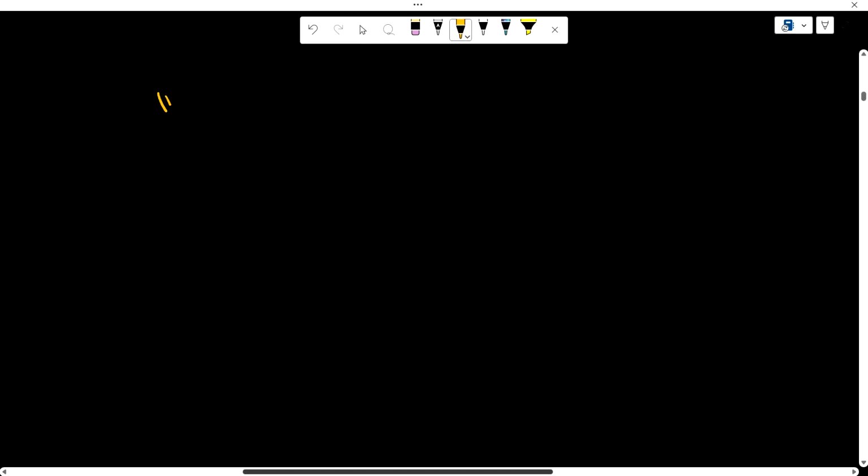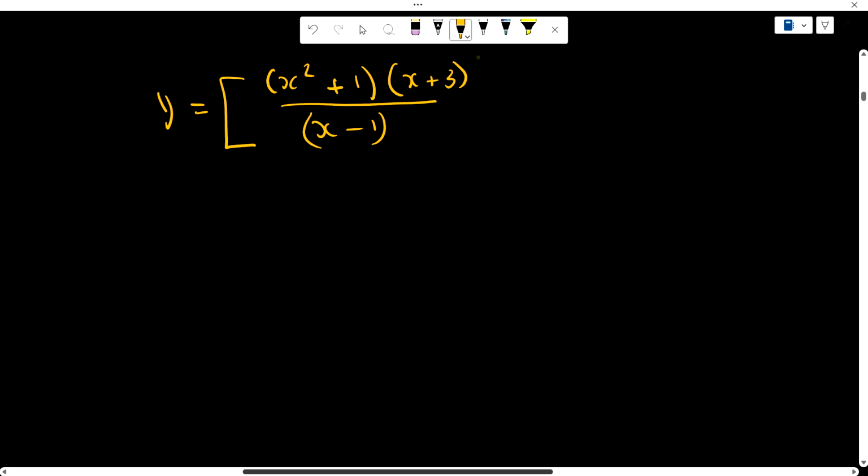Let's say you have y is equal to x squared plus 1 times x plus 3, all divided by x minus 1, and then raised to the power 2, right? Try to find dy/dx. In that case, find dy/dx, and if you couldn't find it, comment down below.